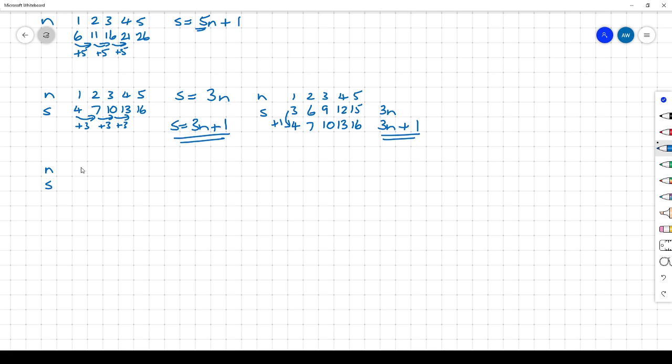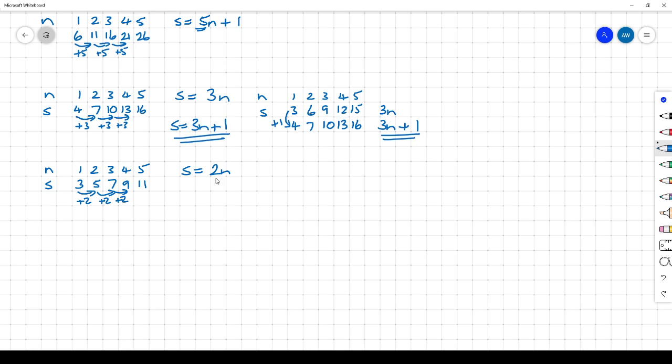So n, 1, 2, 3, 4, 5. Let's have another sequence. We'll go 3, 5, 7, 9, 11. Okay, what's going on? From term to term, plus 2. Term to term rule, plus 2. First difference, plus 2. So we know that our formula for our sequence must be 2n and maybe plus something.